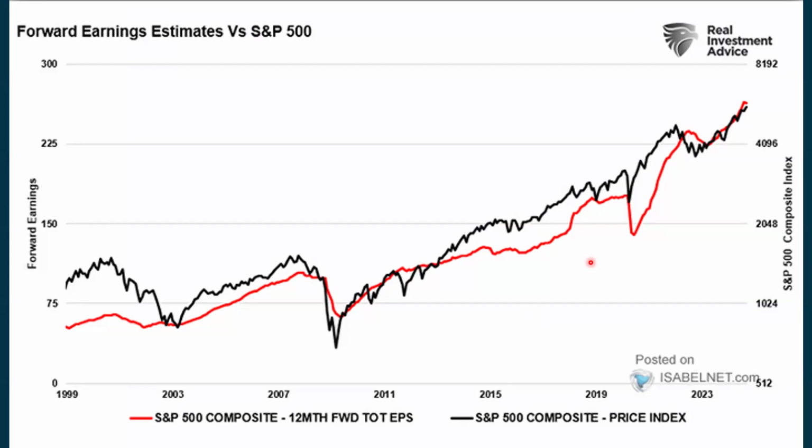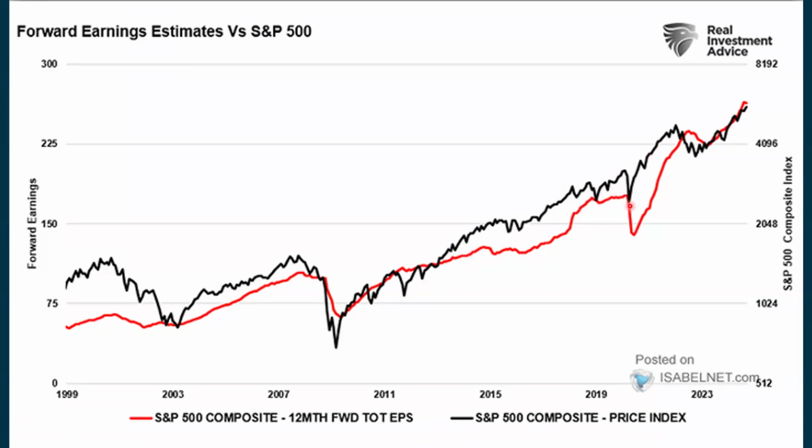But looking at a long-term chart here going well back into 1999, you can see the red line here. This is the trailing 12 months here. I'm sorry, this is the forward looking PE ratio, and then what the S&P does. And when this is going up, the S&P is going up. When this is going down, the S&P is going down.